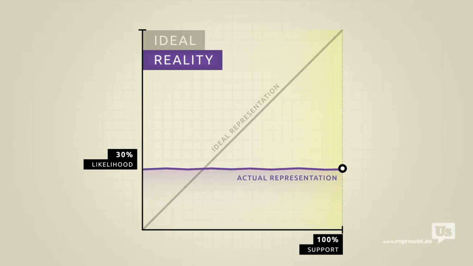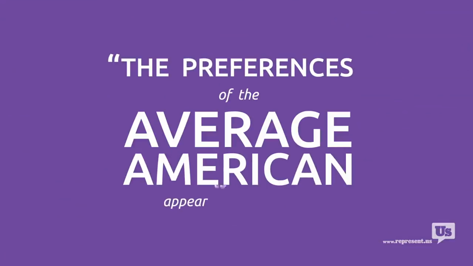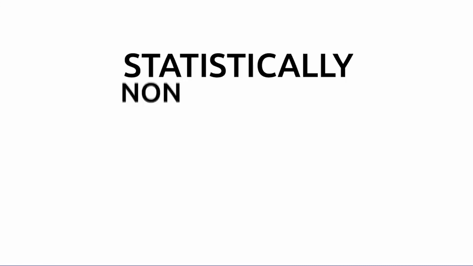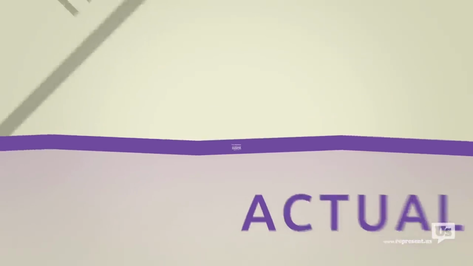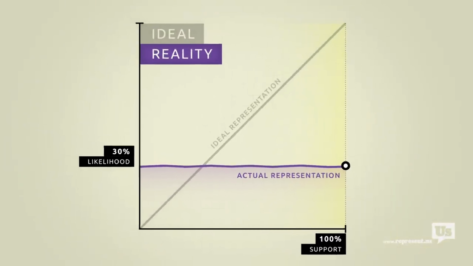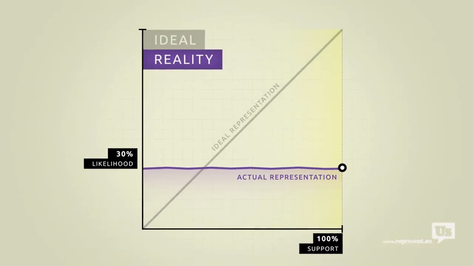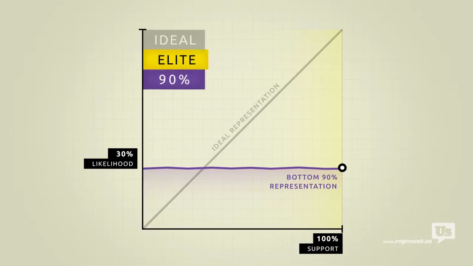Put another way, and I'm just going to quote the Princeton study directly here, the preferences of the average American appear to have only a minuscule, near zero, statistically non-significant impact upon public policy. So if you've ever felt like your opinion doesn't matter and that the government doesn't really care what you think, well, you're right. But there's a catch. This flat line only accounts for the bottom 90% of income earners in America. Economic elites, business interests, people who can afford lobbyists, they get their own line.